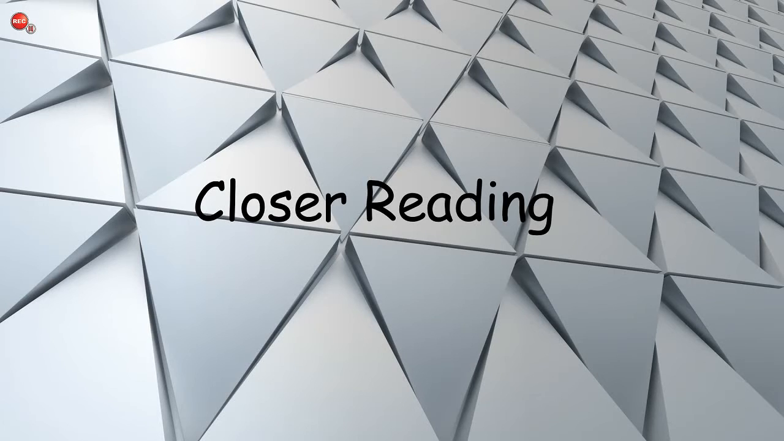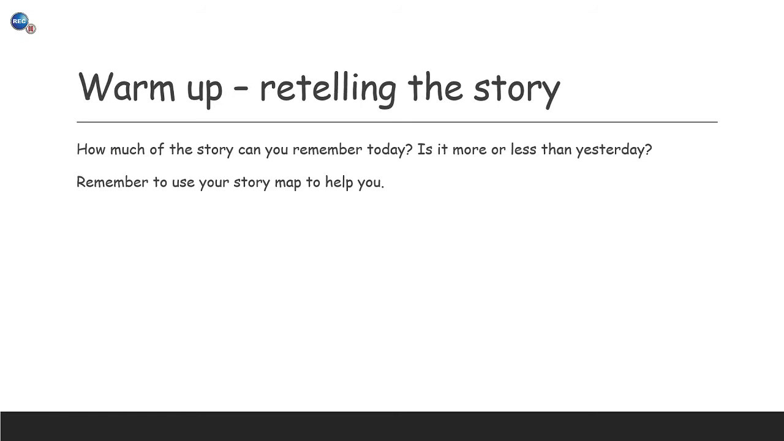So to get us thinking about the text, the first thing we're going to do is warm up by retelling the story. So I want you to pause the video here and practice retelling the story as best you can. Just think about how much of the story can you remember today? Is it more or less than yesterday? And remember to use your story map to help you.